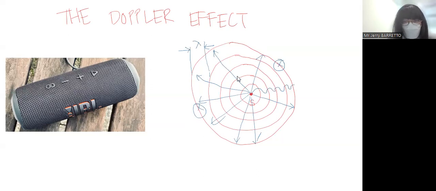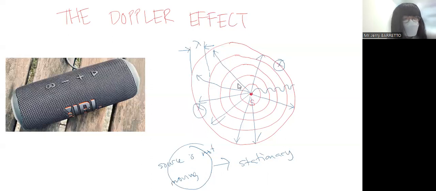Now, that's where my Chinese New Year money went, at least some of it. And here's a visualization of how the sound spreads from a source that is not moving. The source is not moving. Another way to say this is stationary. Now, this is not the stationary that we buy in the PTA shop. This stationary means not moving.